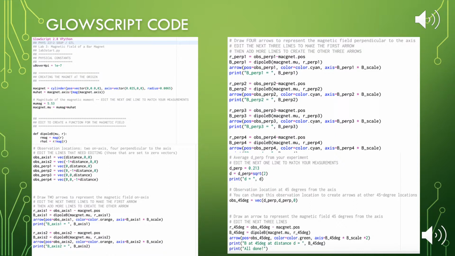First, we had to define the on-axis and perpendicular arrows of the mu vector of the dipole magnet. We wanted to create a 45-degree angle from the mu of the dipole so that we could compare this angle from what we measured or calculated to what the formula says that it should be.